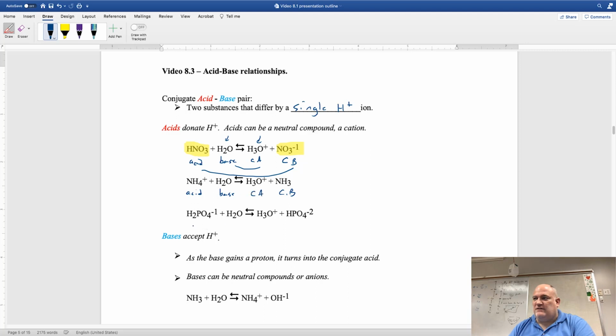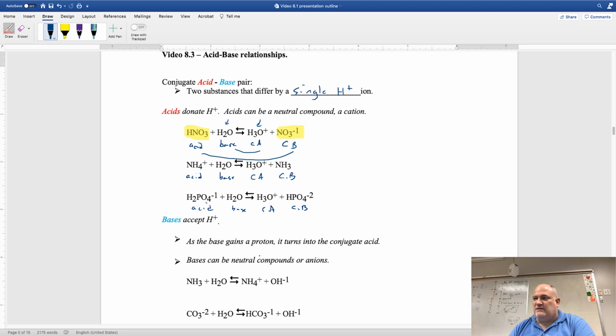And then lastly, we have another acid here, and in case you're wondering, the order is not always exactly the same, but here we go from H2PO4 minus to HPO4 2 minus, and the only difference is, again, that hydrogen. So this is a conjugate base, and similarly, this is going to be a base and conjugate acid.